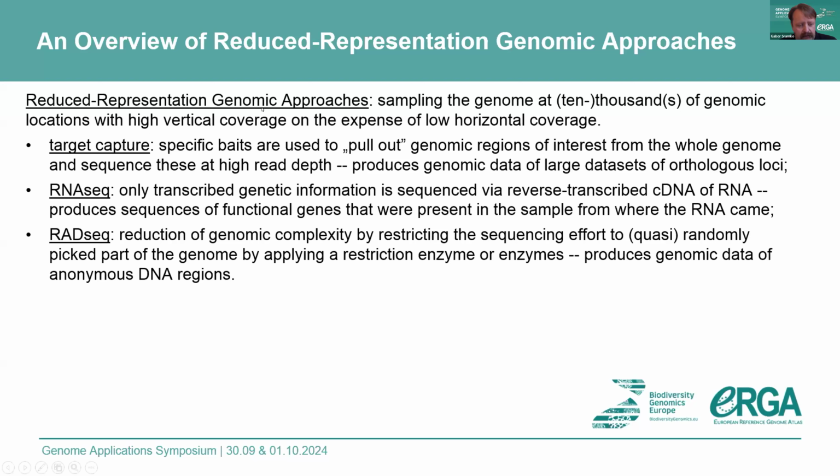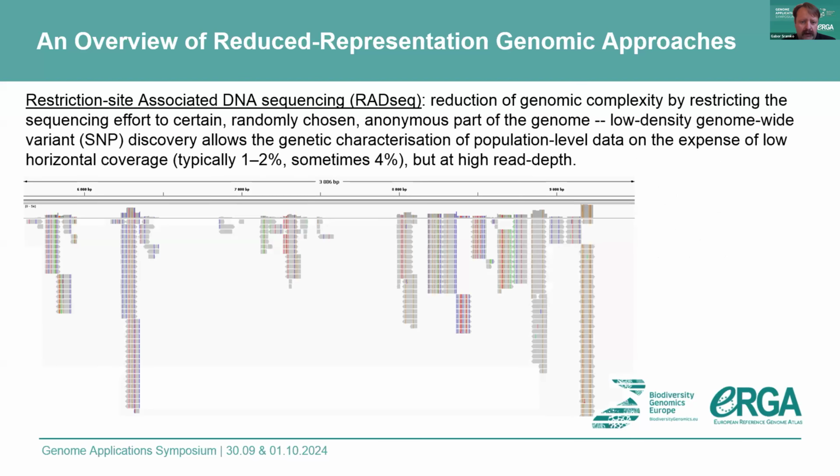There are different main approaches. One is target capture, where we try to pull out genomic regions from the genome. RNA-seq or transcriptomics, when we are focusing only on transcribed genetic information, and there's RADseq, a family of approaches in which we are using a restriction enzyme or enzymes to locate anonymous parts of the DNA which we sequence. So as I said, I will mostly talk about RADseq here.